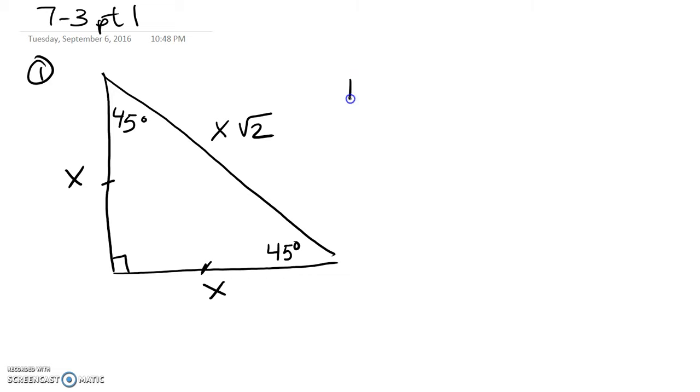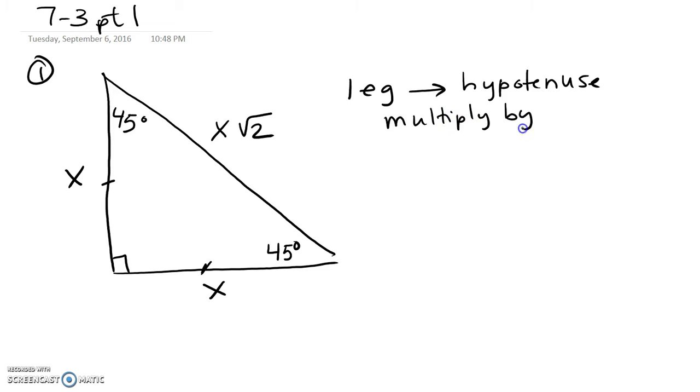In general, if you are going from the leg to the hypotenuse, you're going to multiply by the square root of 2. The square root of 2, by the way, is approximately 1.414. It's rounded. The square root of 2 is the literal length of the diagonal of a 1 by 1 square. It comes up a lot in math.